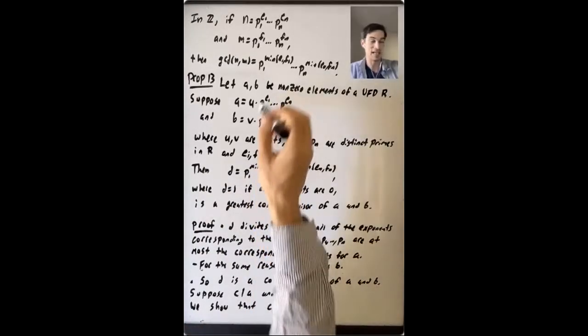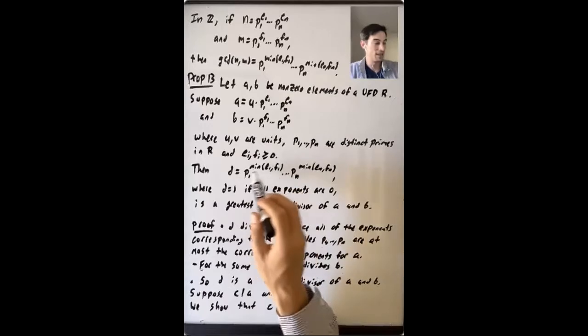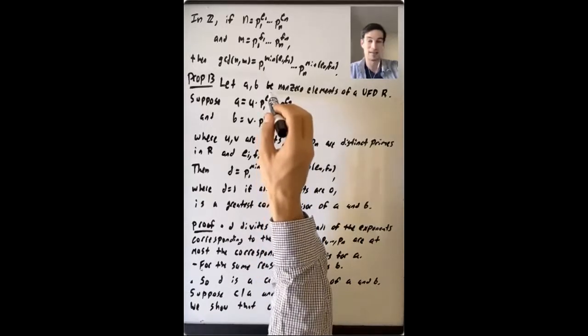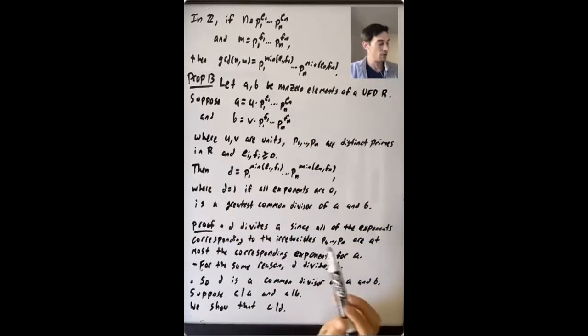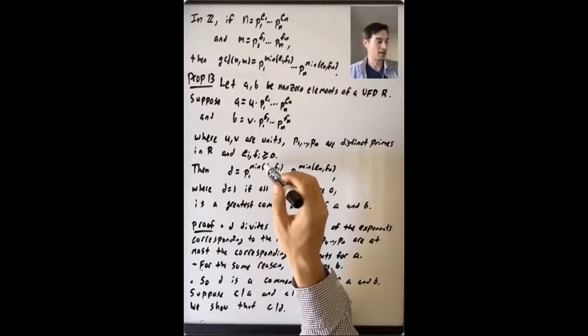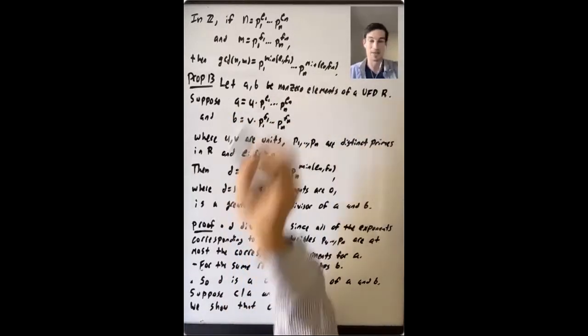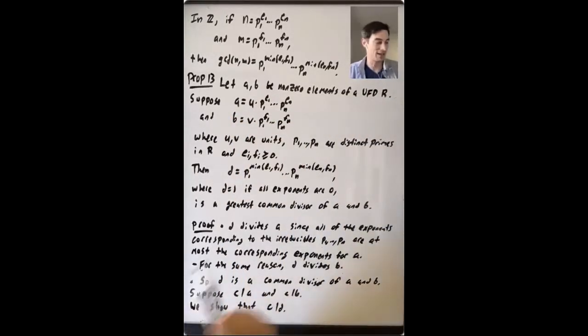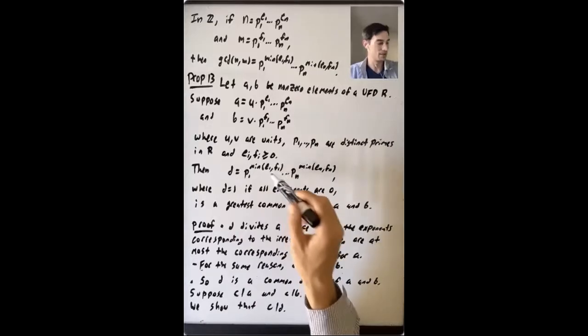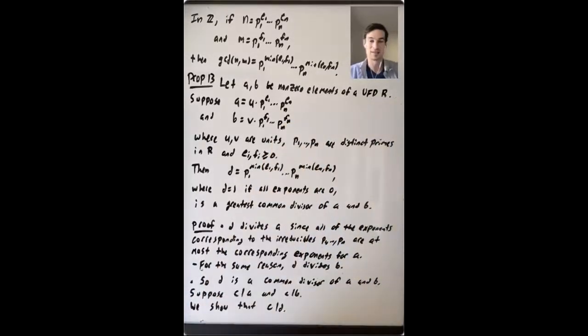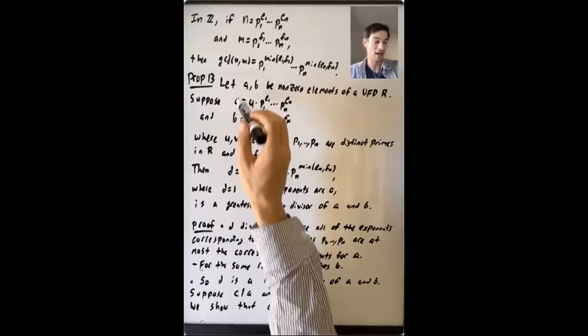Either these are the same, or the minimum is P1 to the F1, and it's less than P1 to the E1. OK, so D divides A, since all the exponents corresponding to these irreducibles, P1 up through Pn, are at most the corresponding exponents for A. So if you just look at what these exponents are, it's clear that D divides A, that A is equal to D times something. And for exactly the same reason, D also divides B, because all the exponents are less. So what does that mean? D is a common divisor of A and B.